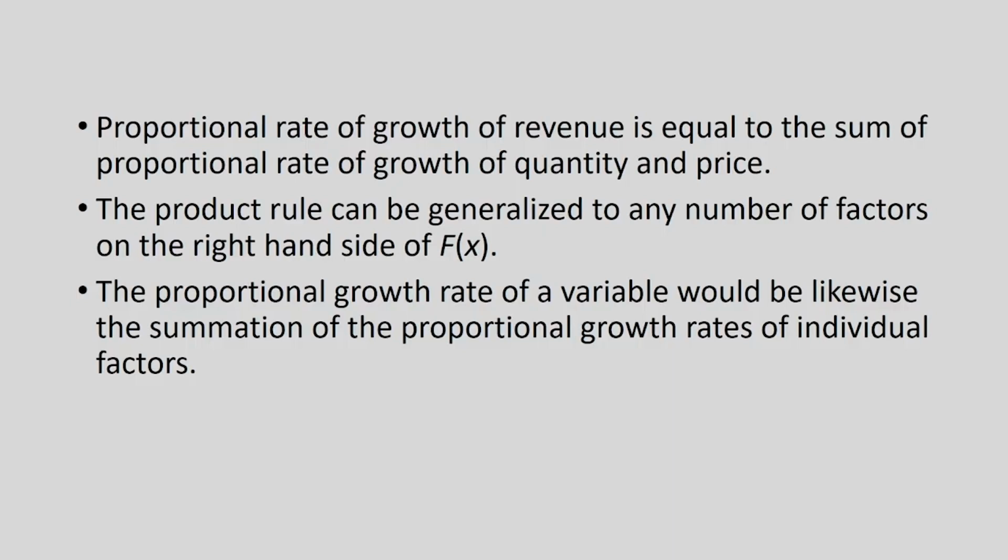The product rule can be generalized to any number of factors on the right hand side of f of x. What is meant by this is that suppose f of x is, instead of just small f and small g, I take this as a of x, b of x, c of x. Suppose only 3 functions are involved, right. So, you do not have 2 functions on the right hand side, but 3 functions of x. Then what happens to the product rule, right?